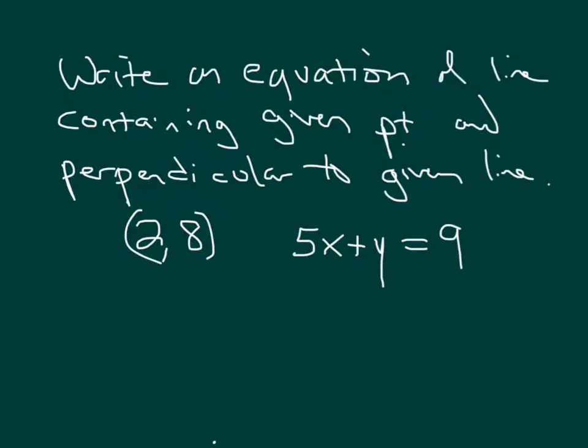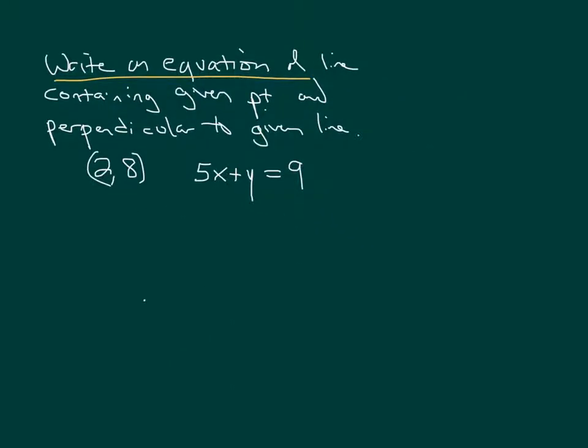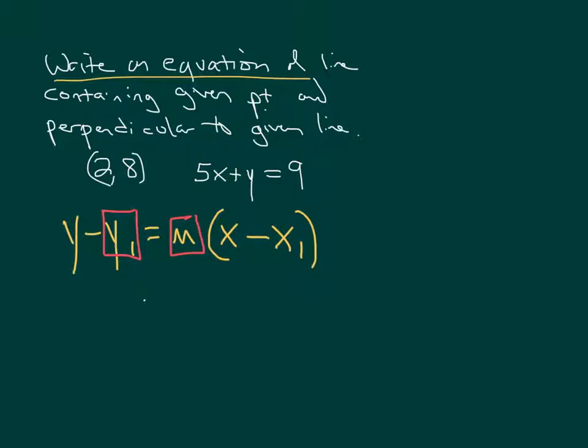And last up, basically doing the same thing. They want us to write an equation of the given line. We are going to use that formula, y minus y1 equals m times x minus x1, anytime they ask us to write an equation. So we're going to replace the y1, m, and the x1. Our y1 and x1 come from the point that we're going through.